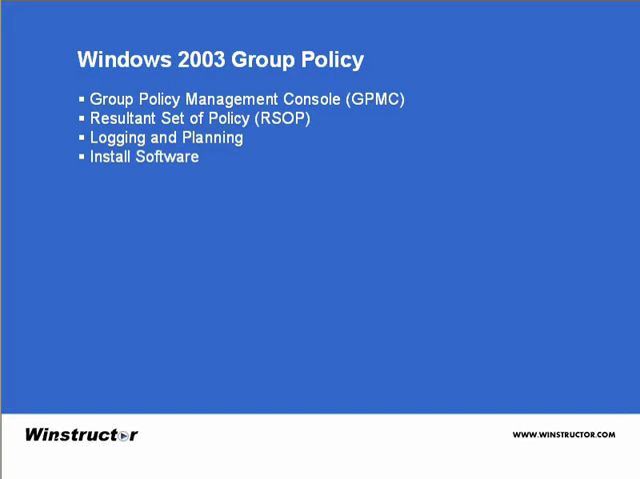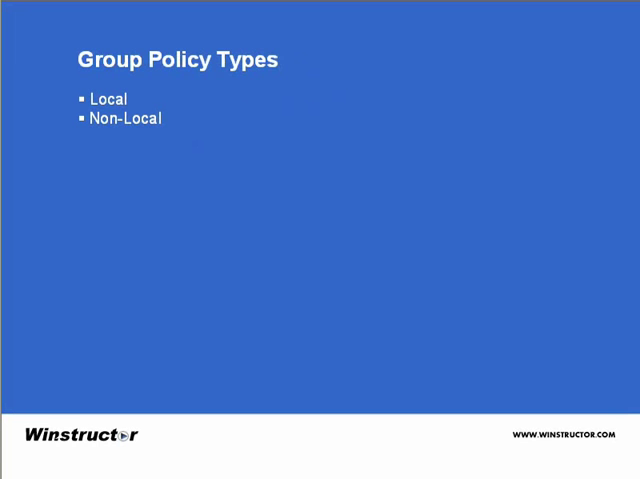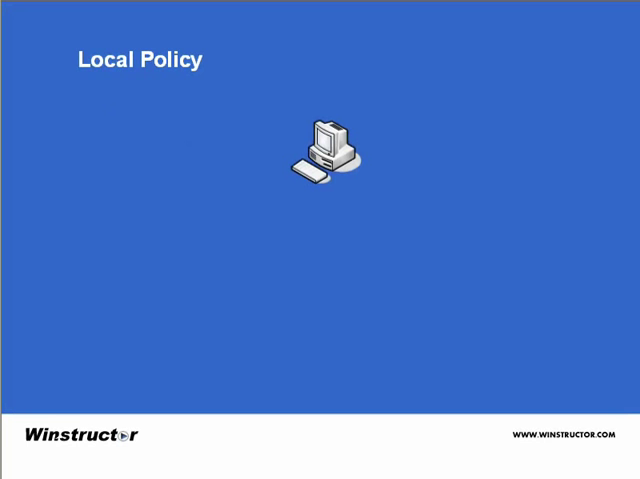And we can also use group policy to install software and prevent certain applications or files with certain extensions from being run. Now, group policy objects, or GPOs, can either be local or non-local. With local policies, the policy is stored locally on each computer, whether the computer is part of the Active Directory domain or not, and it only affects the computer on which the local policy is stored.